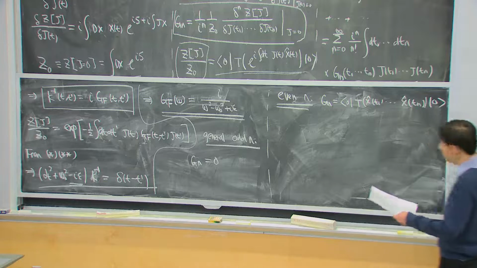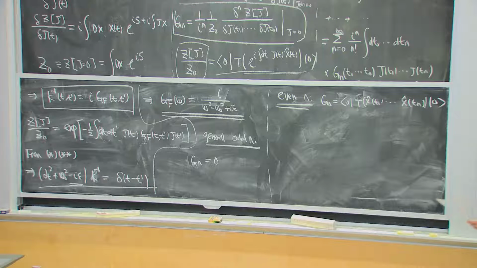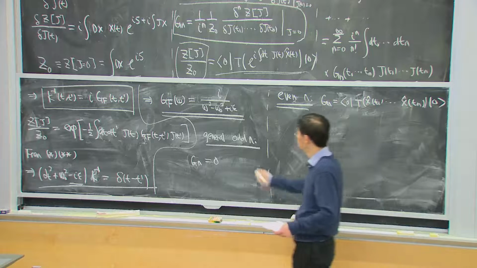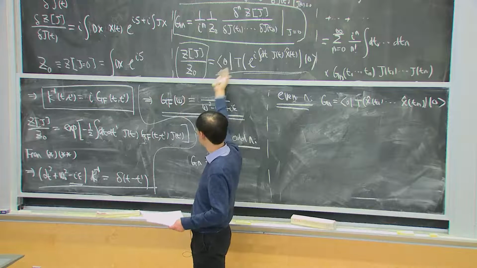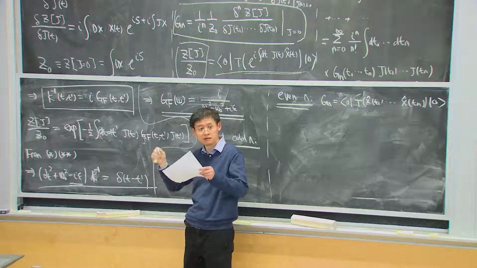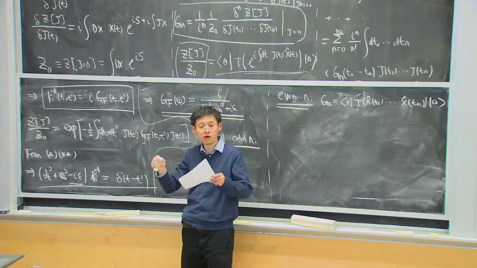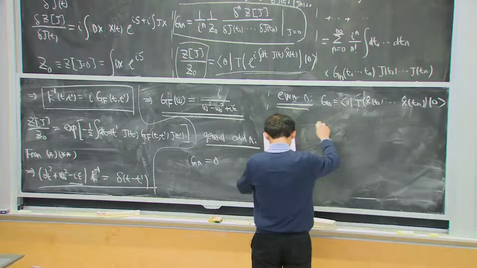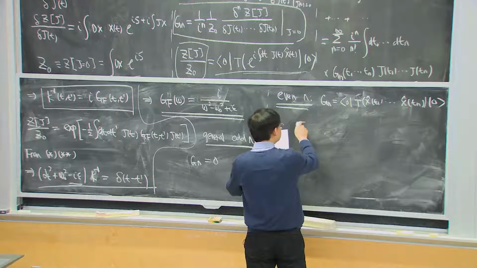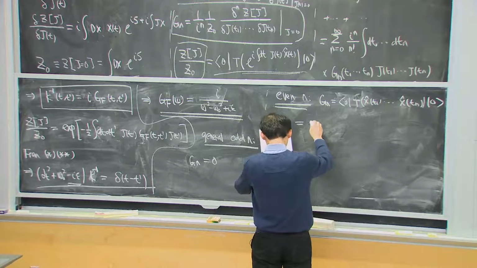So for even n, then you see that, again, because in order for this not to be 0, all the x has to be paired. Okay, then all the x has to be paired. So in this case, we just sum.